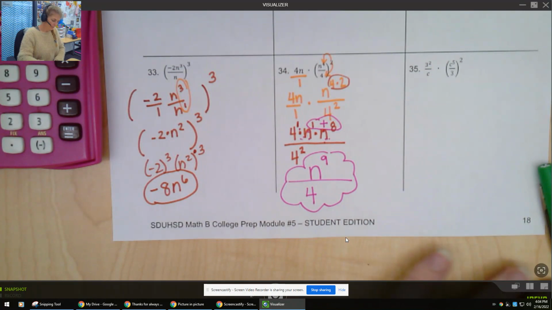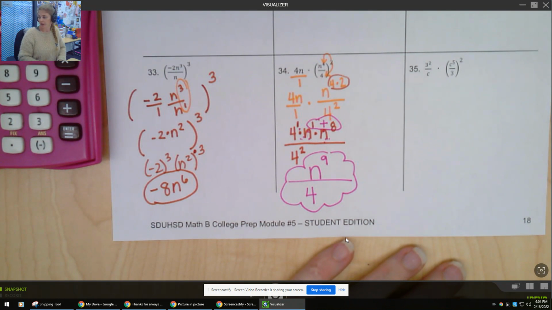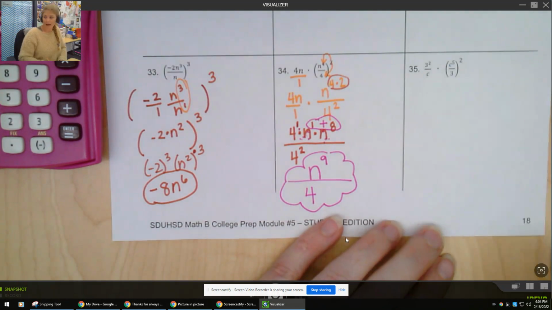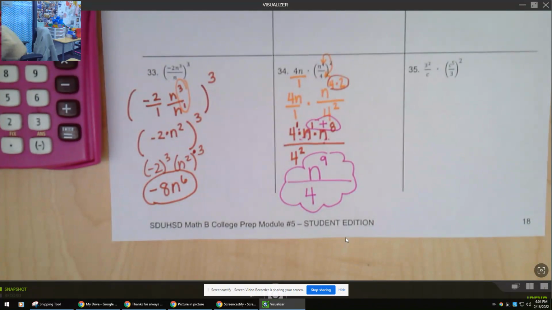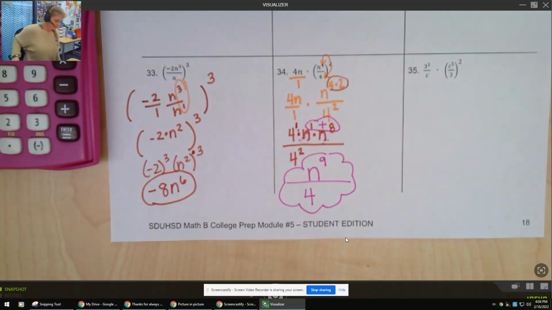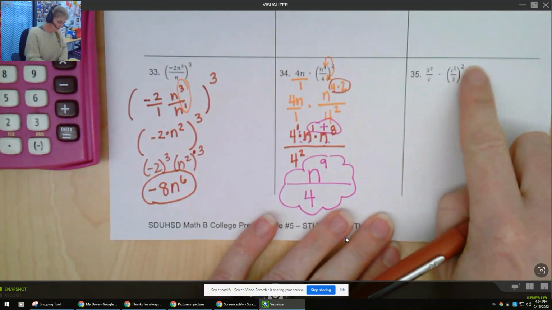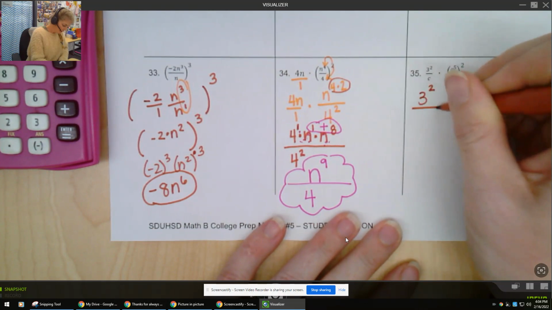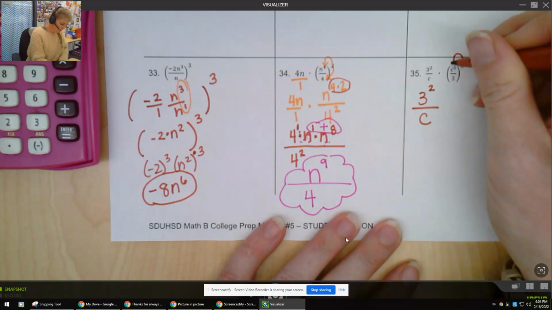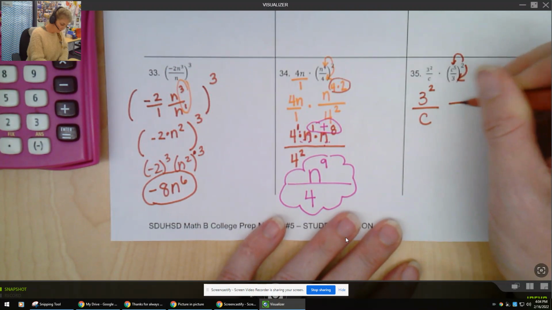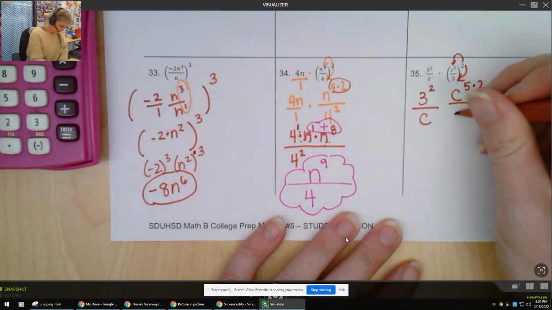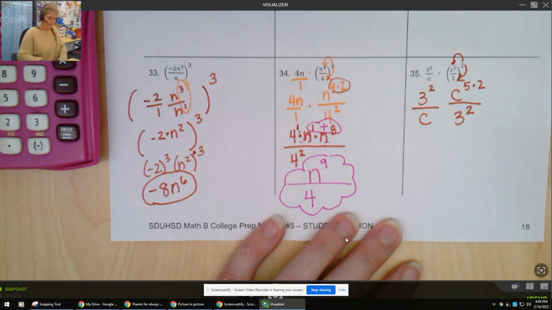Great job. Okay, let's take a look at the next problem. So the next problem has 3 squared over c and c to the 5th to the 2nd all to the 3rd. So I'm going to leave this 3 to the 2nd over c. I'm going to focus on this exponent of 2 being applied to both of these. So I'll have c to the 5 times 2 and 3 to the 2nd.